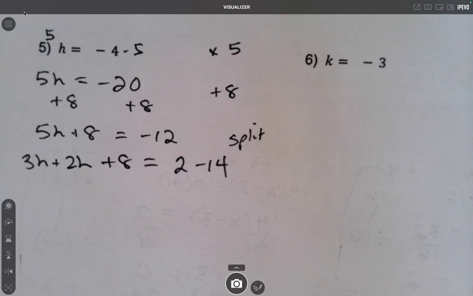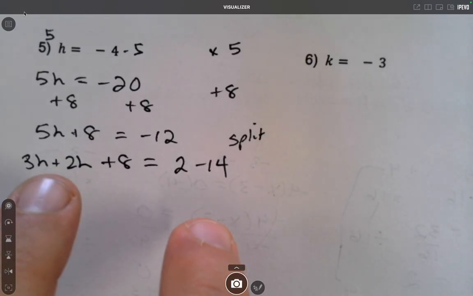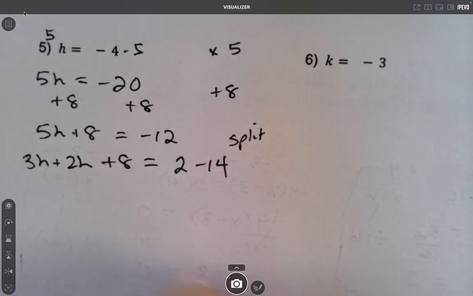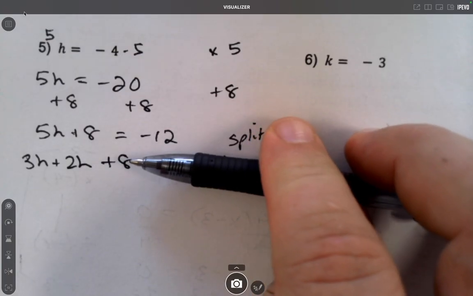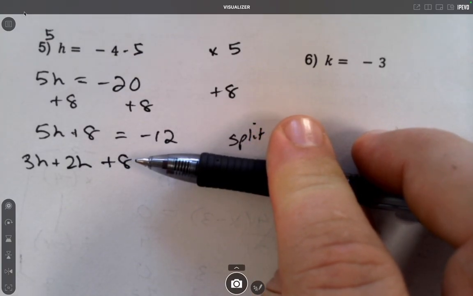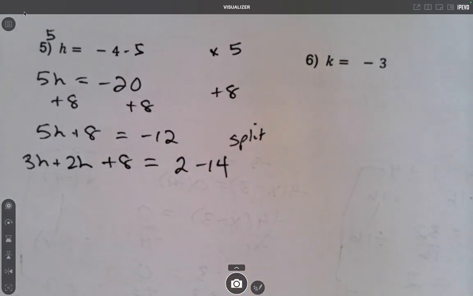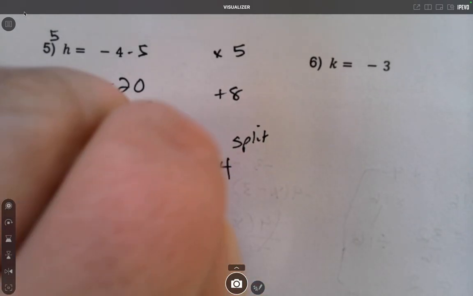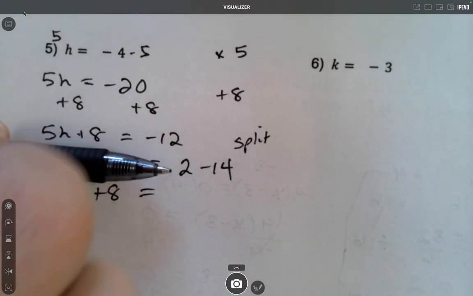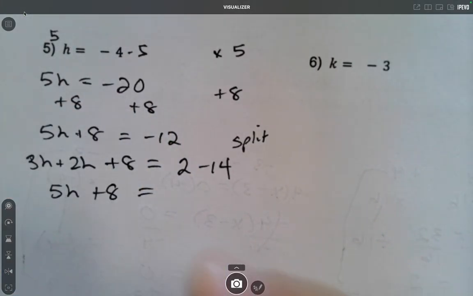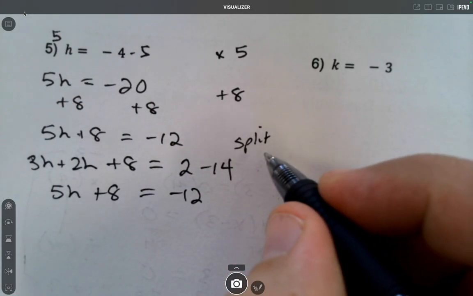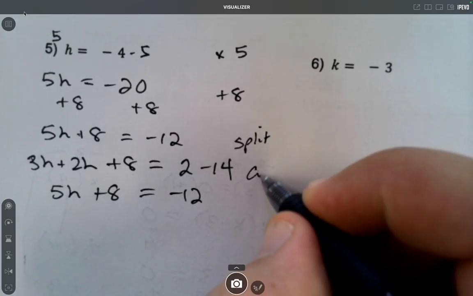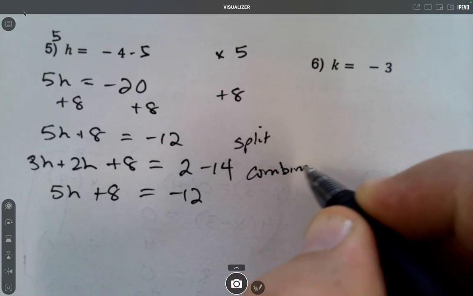Whew, okay. So one thing I have told you guys before is before you try to move things from one side to the other, you should look at each side individually and say, are there any like terms? And there are, 3h and 2h. You add those two together, you get 5h. Same over here, there's two constants, 2 minus 14, which is negative 12. So we fixed his splitting by combining like terms.